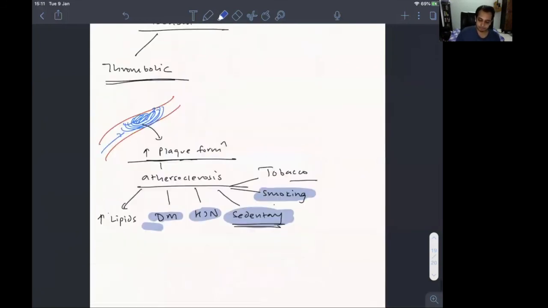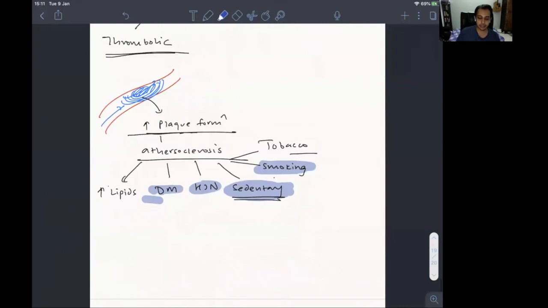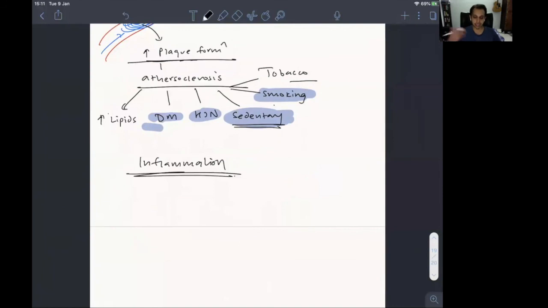And the second reason for increased plaque formation is inflammation. So anything that causes increased inflammation can lead to increased plaque formation. So for example, vasculitis. So anything that causes inflammation inside the blood vessels can lead to more thrombus formation.